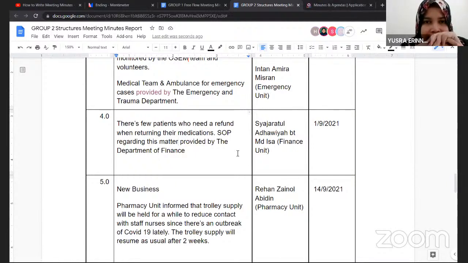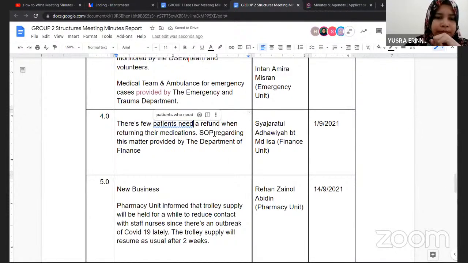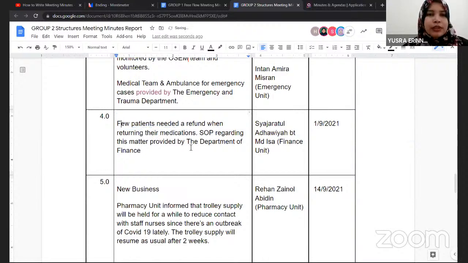We want to make it past tense, right? So the subject and object need to be swapped. Okay, SOP regarding this matter provided by the Department of Finance. There's few patients who need a refund. Few patients needed a refund when returning. The word "who" is not important. Few patients needed a refund when returning their medications.